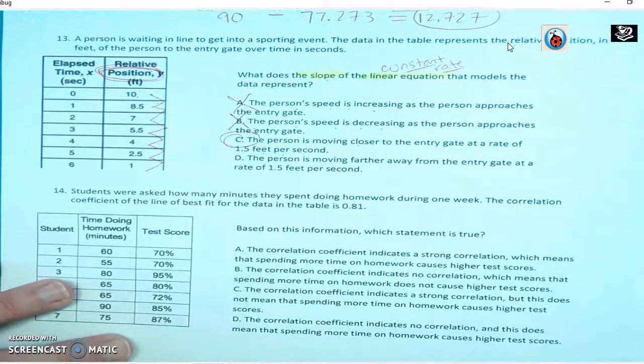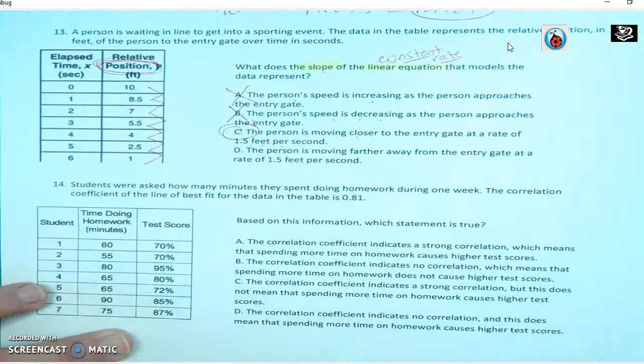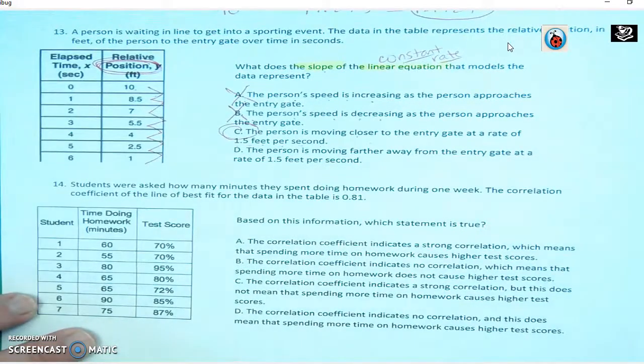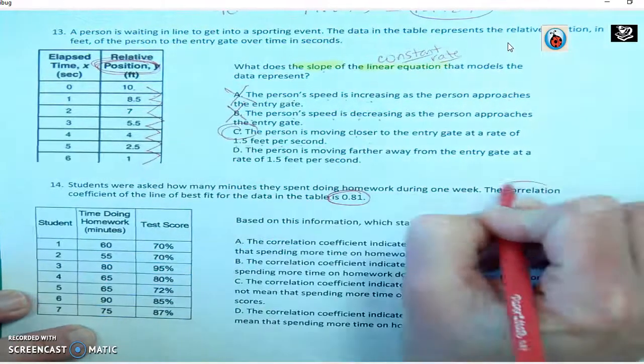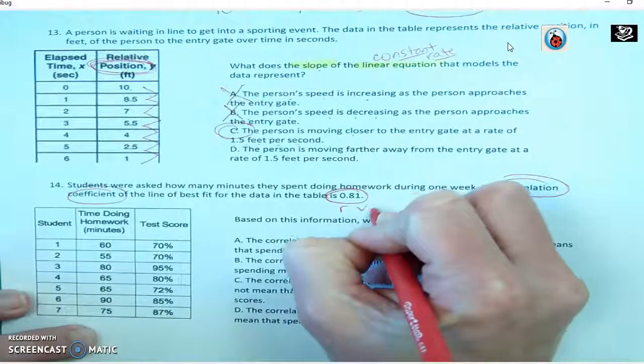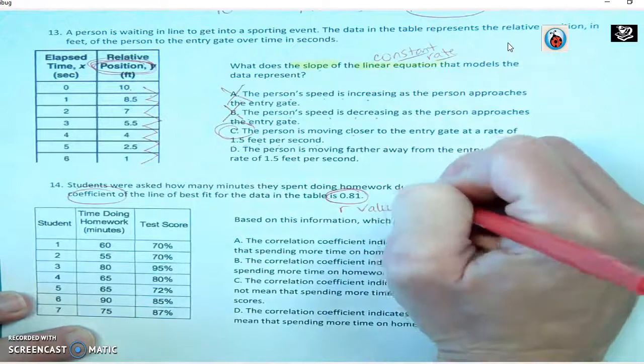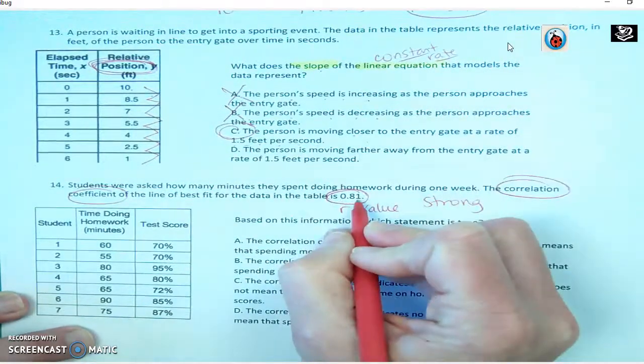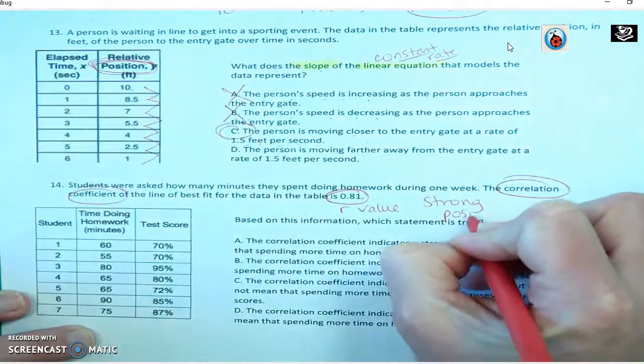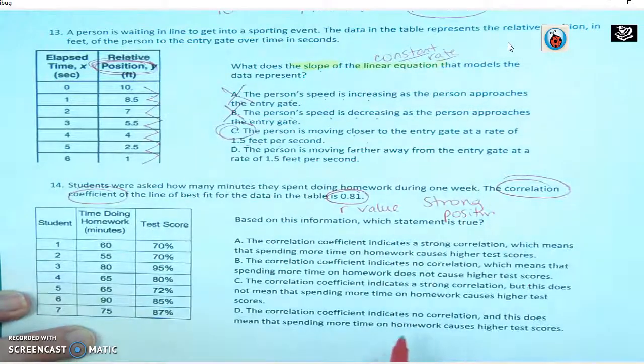Number 14, students were asked how many minutes they spend doing homework during 1 week. The correlation coefficient of the line of best fit for the data is 0.81. So that's the correlation coefficient, so that's the R value. 0.81 is bigger than 0.5, so that means it's strong and it's positive. So it is strong positive. So it's a strong correlation.